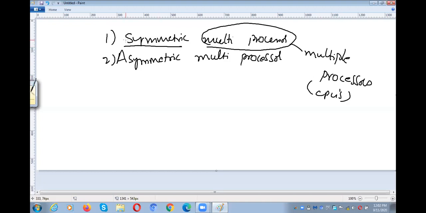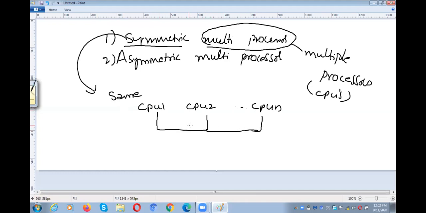What is symmetric? Symmetric means same. That means all the CPU 1, CPU 2, and so on, CPU n, all have the same capabilities, equally capable. So if all the CPUs have the same capabilities, then it is called a symmetric multiprocessor, the first variety. So what is an asymmetric multiprocessor?